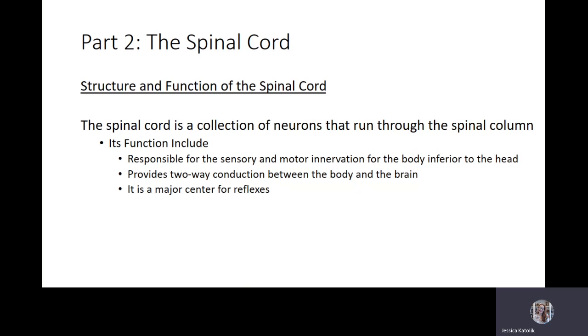The last thing that the spinal cord is going to be responsible for doing are reflexes. These are pre-programmed responses to specific stimuli, and we covered reflexes in Chapter 12. So if you would like to review reflexes and its components, please see those videos in Chapter 12.